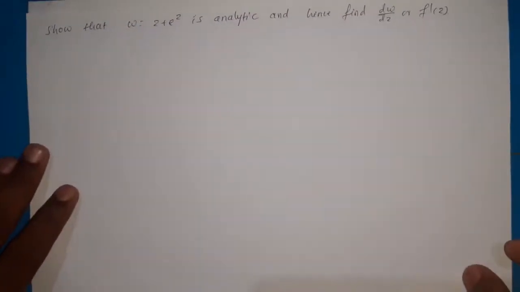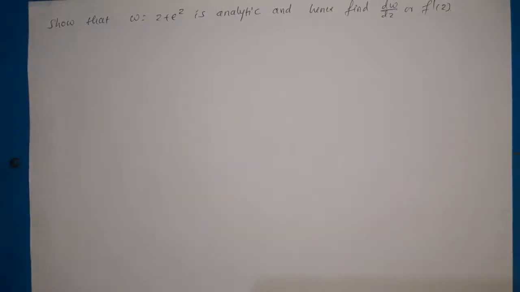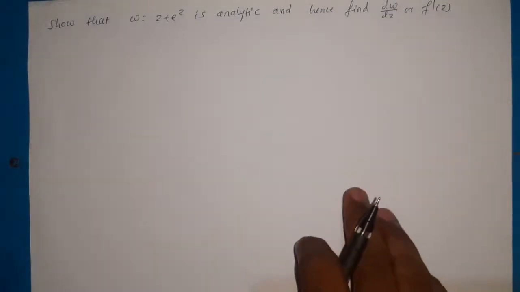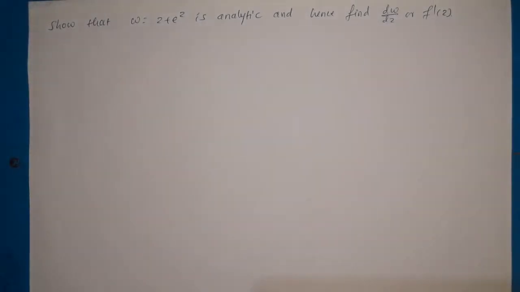So in the last class we have discussed the necessary condition and sufficient condition for a function to be analytic. And in this class let us discuss examples on analytic functions, or how to prove that a function is analytic. So by using the necessary condition that if a function is analytic then the CR equations are satisfied, or if the CR equations are satisfied then the function is analytic.